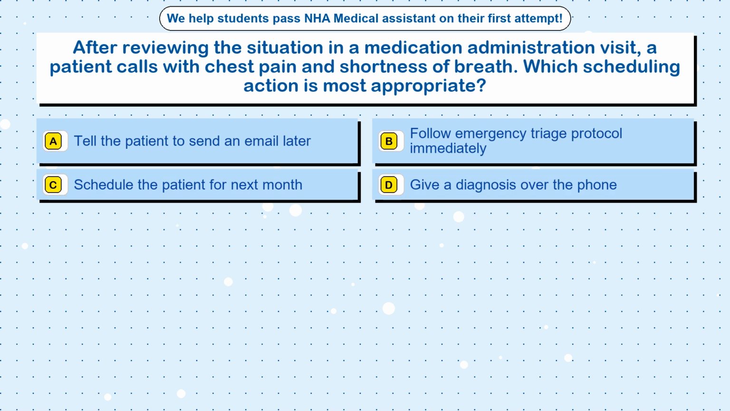Question 2. After reviewing the situation in a medication administration visit, a patient calls with chest pain and shortness of breath. Which scheduling action is most appropriate? Option A. Tell the patient to send an email later. Option B. Follow emergency triage protocol immediately. Option C. Schedule the patient for next month. Option D. Give a diagnosis over the phone.